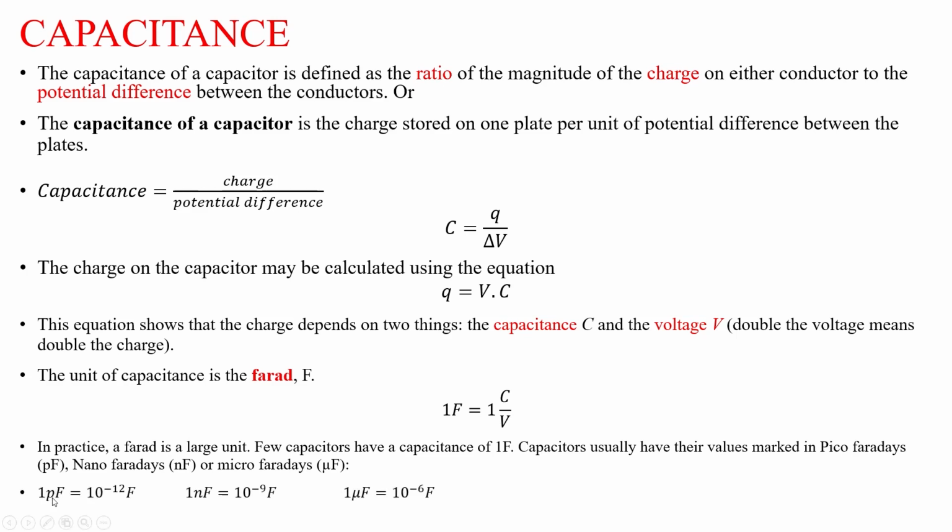So a picofarad is equal to 10 raised to minus 12 Farad. Pico means 10 raised to power minus 12. Nano means 10 raised to power minus 9. Nanofarad means 10 raised to power minus 9 Farad. And micro is 10 raised to power minus 6 Farad. So you need to memorize these units because in coming slides we are going to solve questions, and we have to know the interconversion of these units.